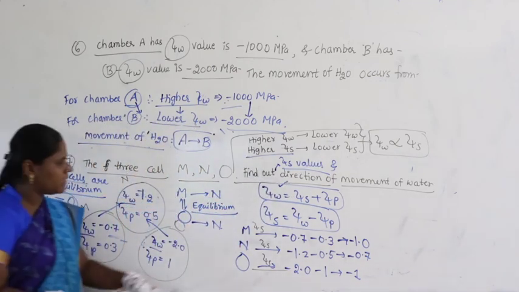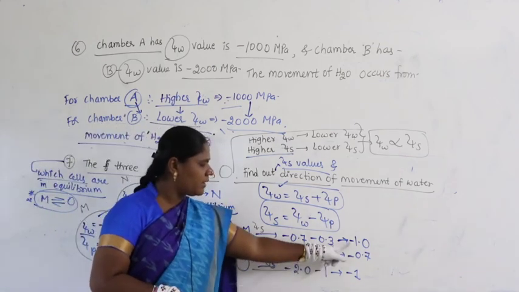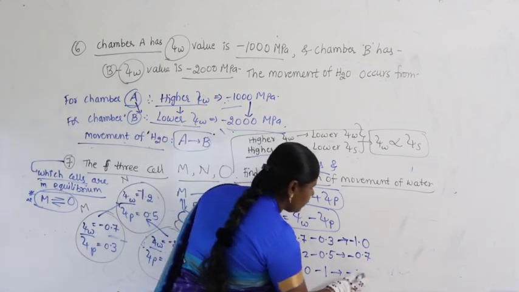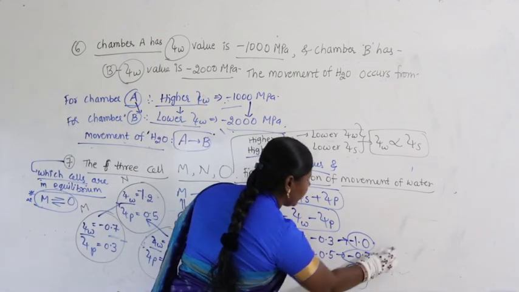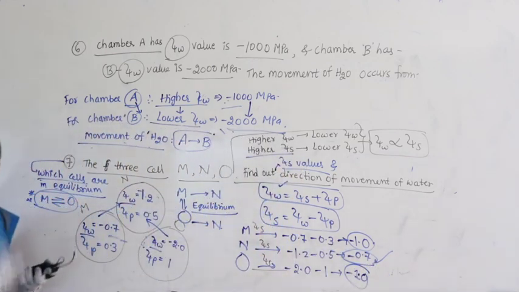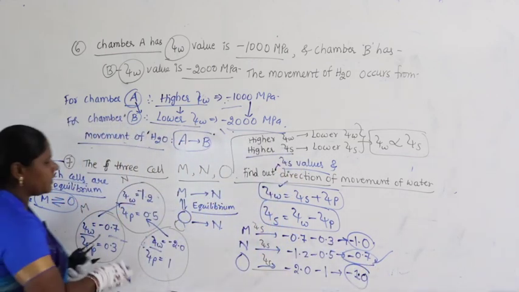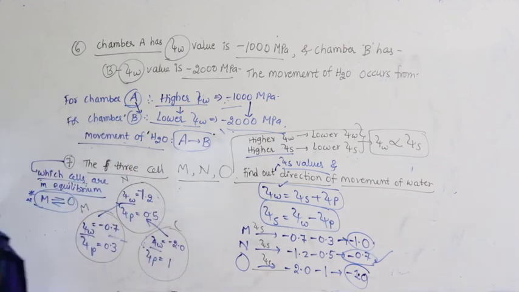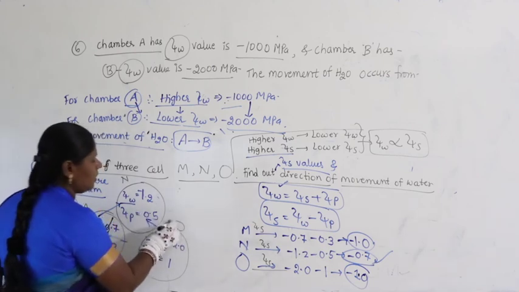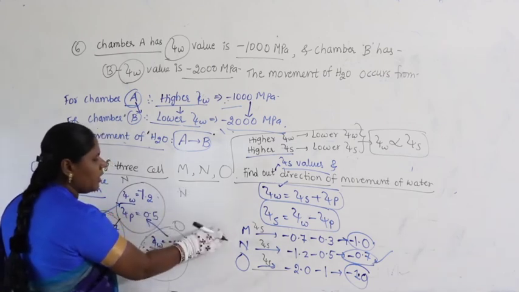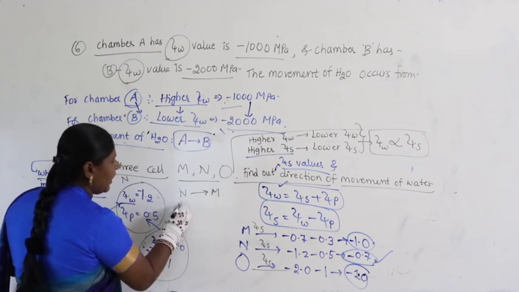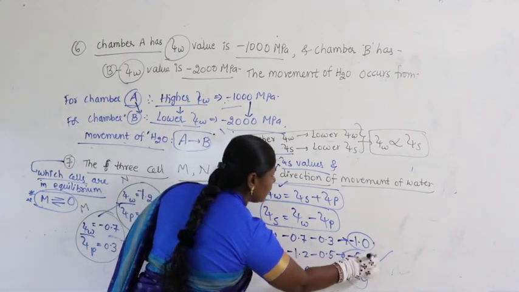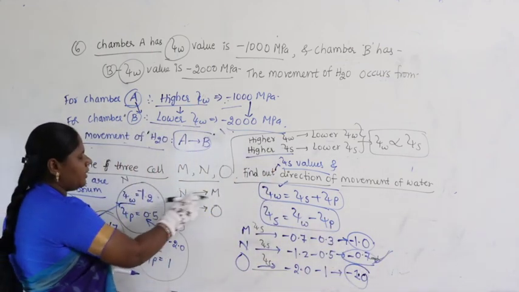Where do you find higher solute potential? So, this is minus value, minus 1, minus 0.7. Sorry, one second, here 1.0, no? Oh, sorry, this is minus 0.7. Let me take the values here, one second. So, what you have to write? Minus 0.7 means N to M will happen, N to O will happen, because minus 0.7 is the highest solute potential, sorry. Right. So, N to M, N to O.